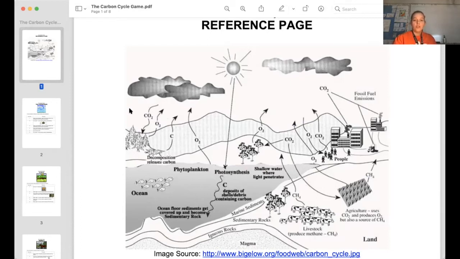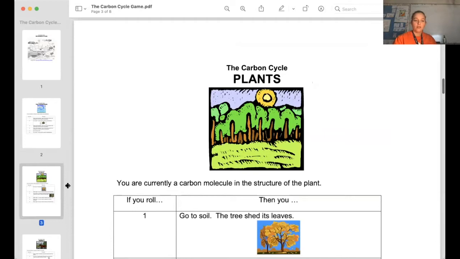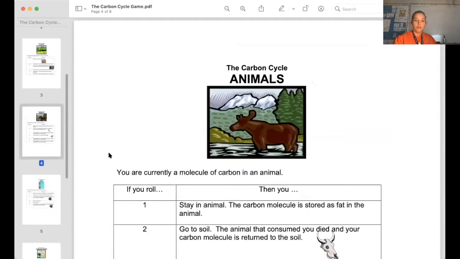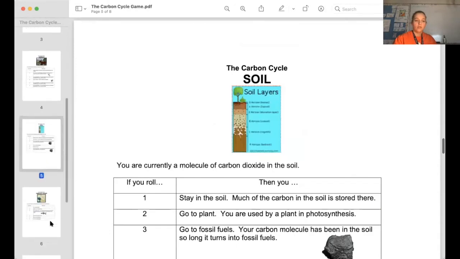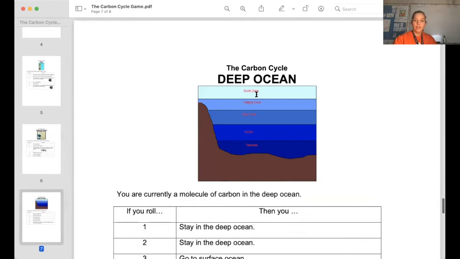What we're going to do is make a list of all the different pools of carbon that we see, and we're going to make a ring around your paper with these different pools. To get these, we're going to click through these different pages. So here's one pool, the atmosphere. You have plants, animals, soil, the surface ocean, and the deep ocean.